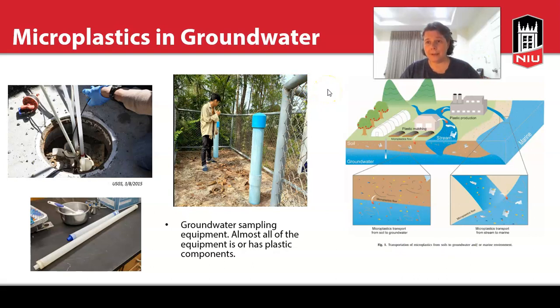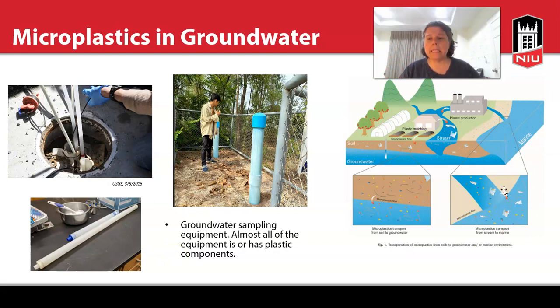One of the things that we've really come across recently, when we're thinking about microplastics in groundwater, is the sampling equipment that we're using. A lot of it is made out of plastics. Here are PVC pipes from wells, and these are our sampling balers. Even us sampling might be introducing microplastics or might be confusing things.